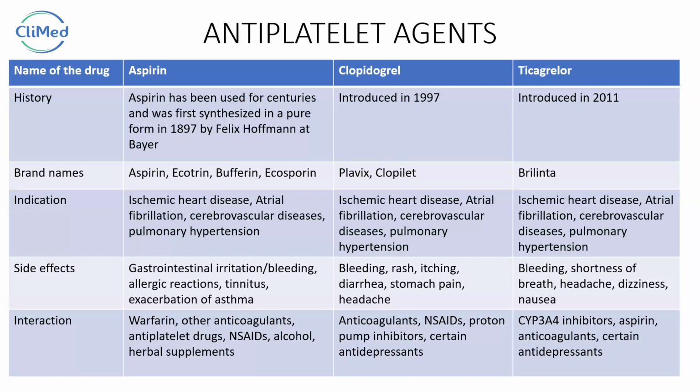It has been used for centuries and first synthesized in pure form in 1987 by Felix Hoffmann at Bayer. Brand names include aspirin, ecotrin, bufferin, ecosporin. It is indicated in case of ischemic heart diseases, atrial fibrillation, cerebrovascular diseases, pulmonary hypertension.